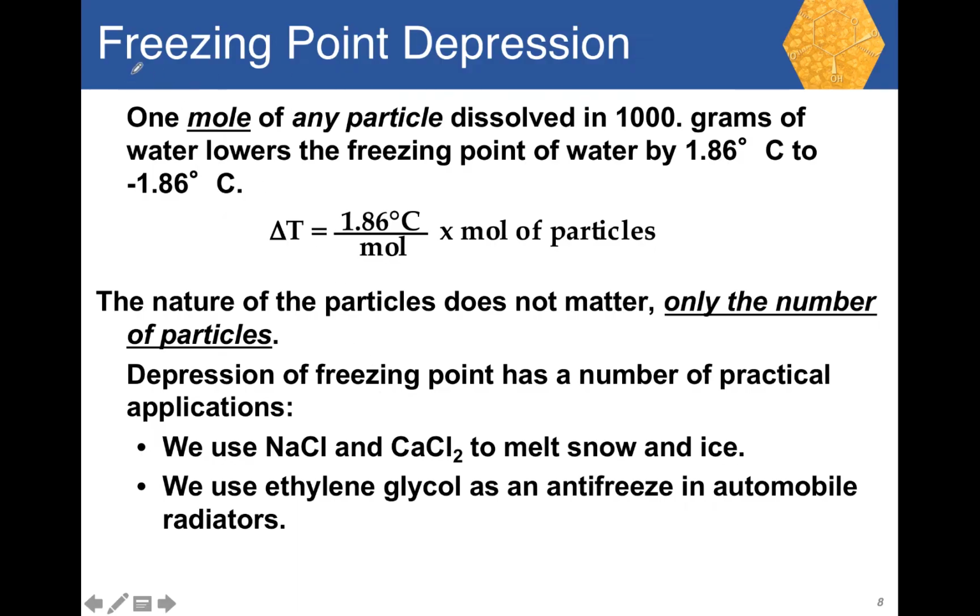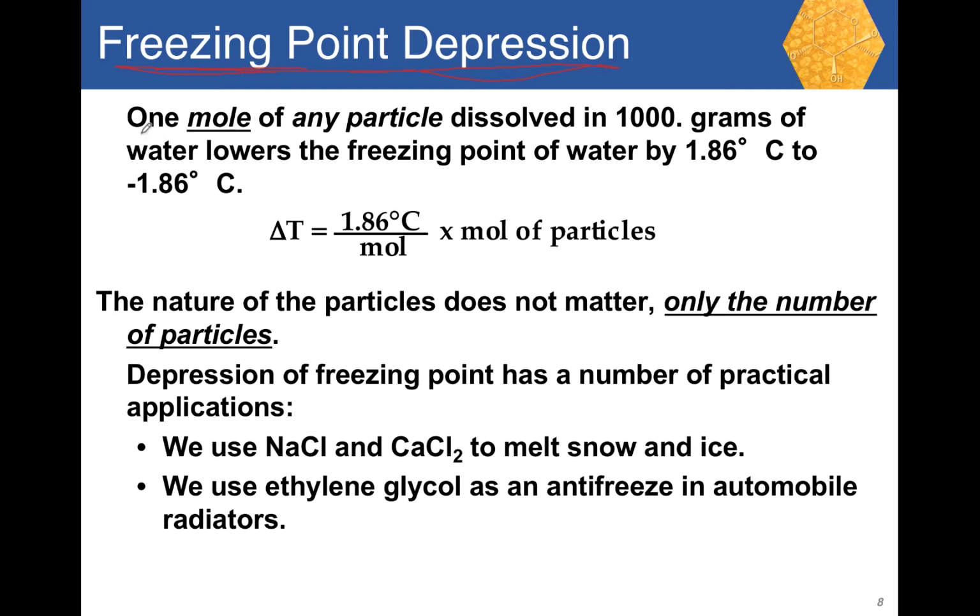So we call this freezing point depression. So what happens is the freezing point of water is, of course, as you know, 0 degrees C. If the temperature gets below that, we have ice. We don't want to drive on ice. So if we can get water to freeze at a lower temperature, then we have more water around. So here's one property, colligative property, and that's the freezing point depression.